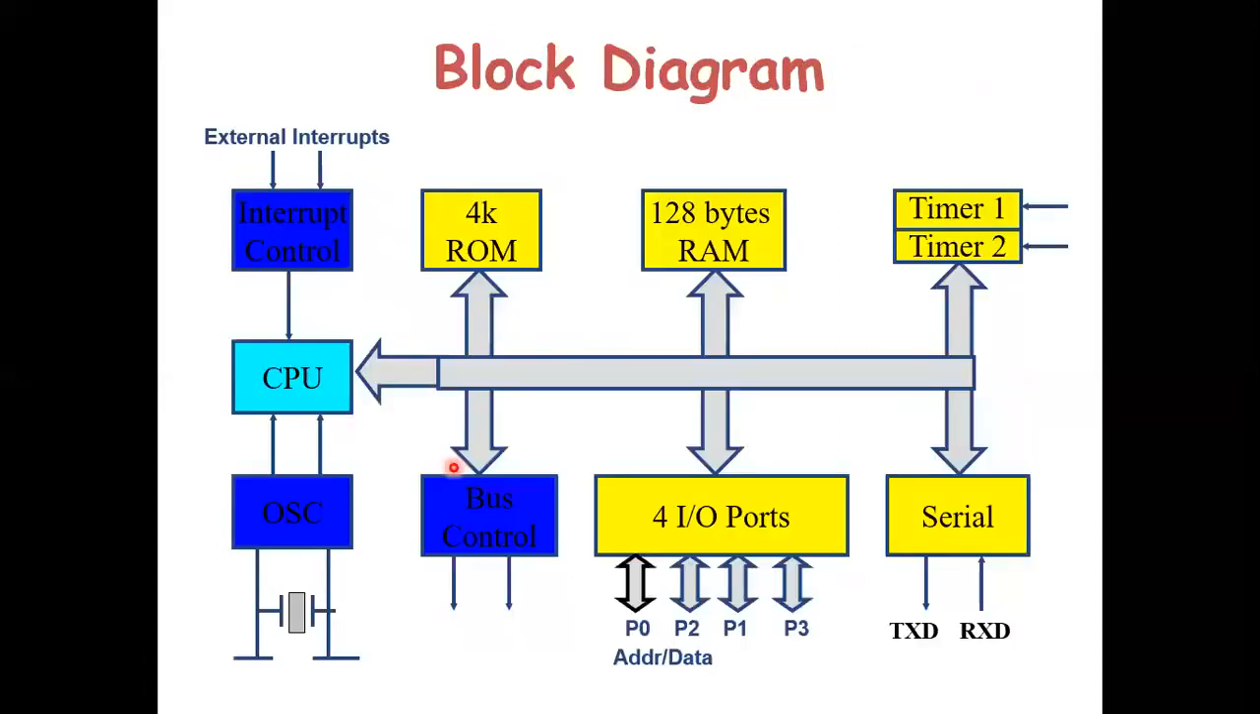This is the basic block diagram, that means the general diagram. It represents the internal functional devices they have: CPU, oscillator for frequency generation, internal interrupt controller, then ROM, RAM, timers, bus control circuit, then serial and input-output ports. These are the general functional blocks of the 8051.